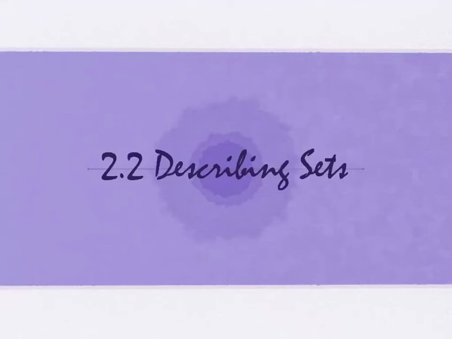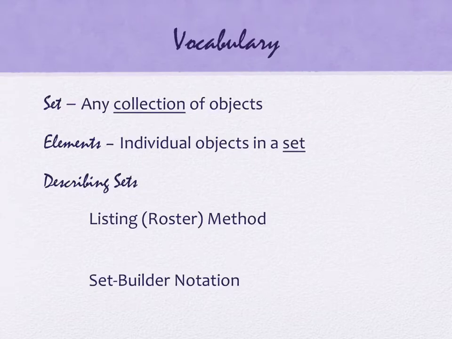Today we're going to take a look at section 2.2, and it is titled Describing Sets. We're going to have a fair bit of terminology and pieces of things to write down before we get into any actual problems today. So the first thing I want to talk about is what a set is, since the title is Describing Sets. A set is any collection of objects.